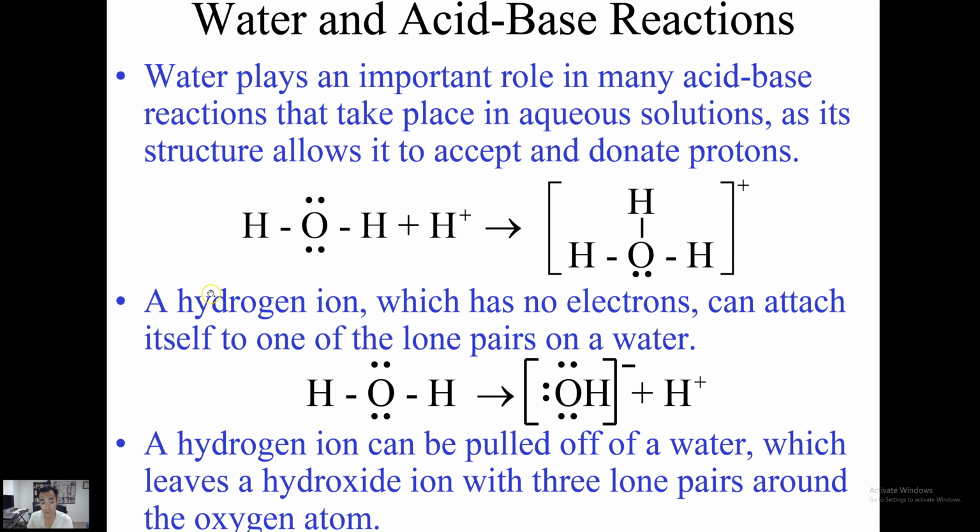However, if it loses an H, in this case it becomes an OH-, or a hydroxide, and it releases that H+ in there. So in this case it becomes kind of like an acid. So a hydrogen ion can be pulled off of water, which leaves the hydroxide with 3 lone pairs around the oxygen atom, as you can see from this Lewis dot.